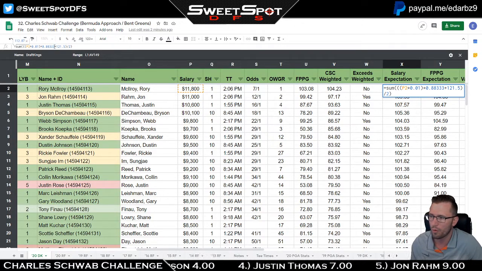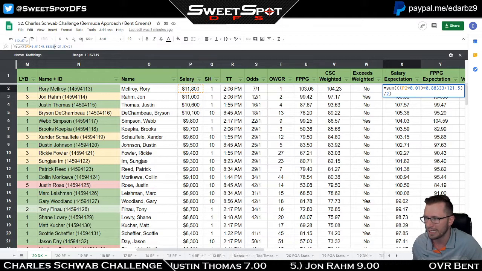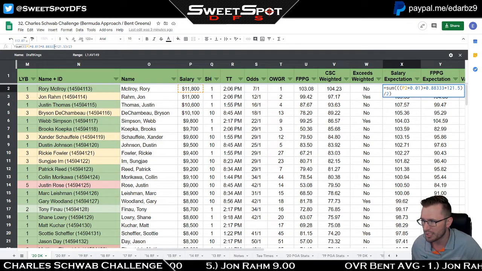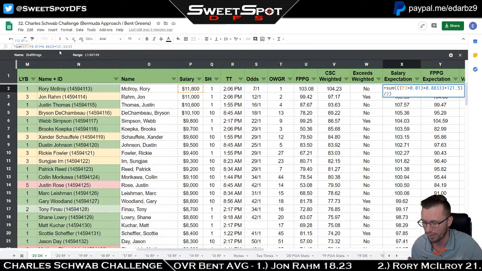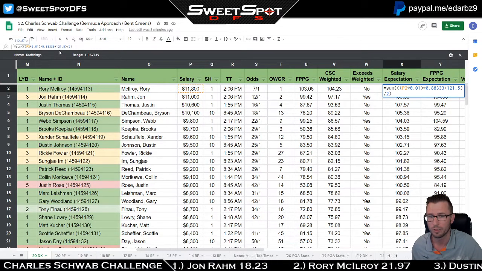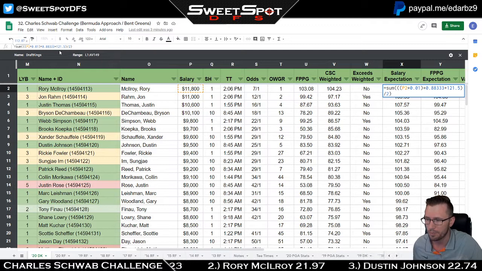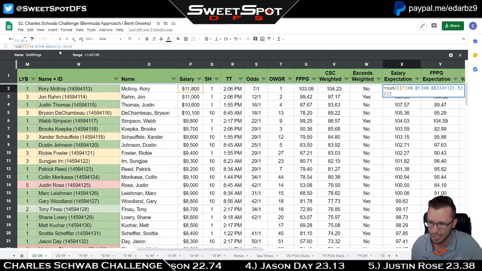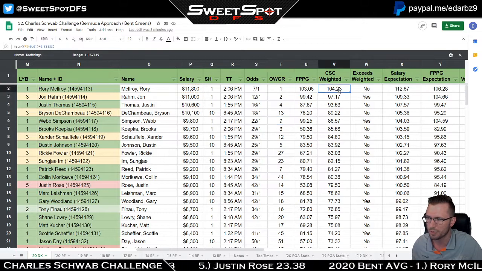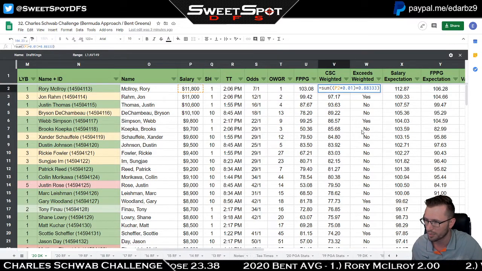So although Rory is at 118 points, we can actually multiply that by 0.88. If he was to return value, it would be his salary, strip the zeros, times 0.88. That's basically what you would get. So that's what this weighted column is here.